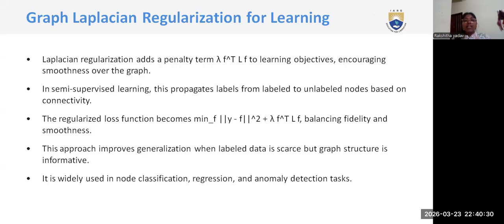In semi-supervised learning, this propagates labels from labeled to unlabeled nodes based on connectivity. The regularized loss function becomes min f of the norm of y minus f squared plus gamma f transpose Lf, balancing fidelity and smoothness. It is widely used in node classification, regression, and anomaly detection tasks.